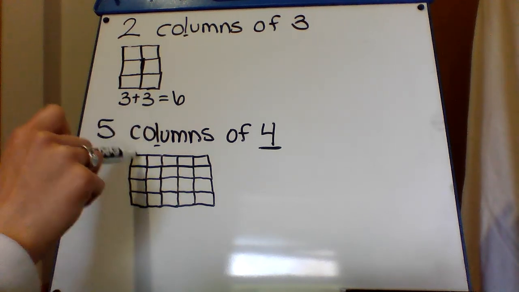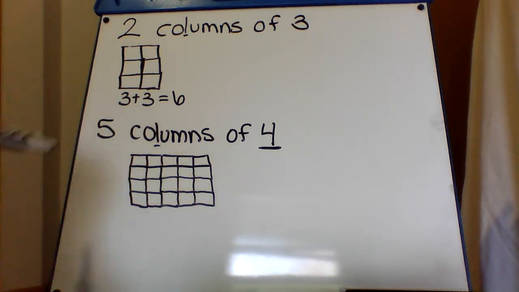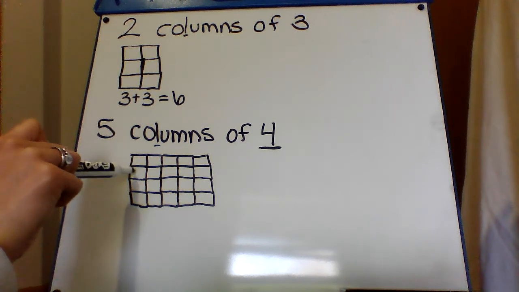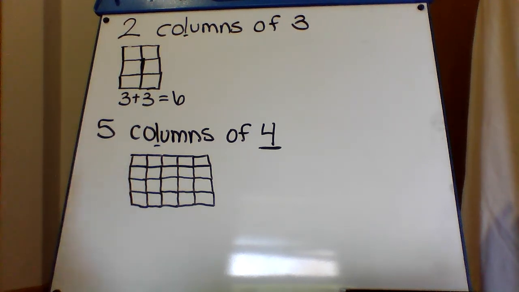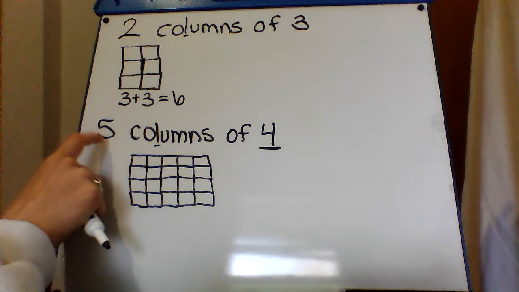So I have 5 columns, 1, 2, 3, 4, 5. They're going down, and in each column is 4. 1, 2, 3, 4. Yes, I did that. Just checking over my work.